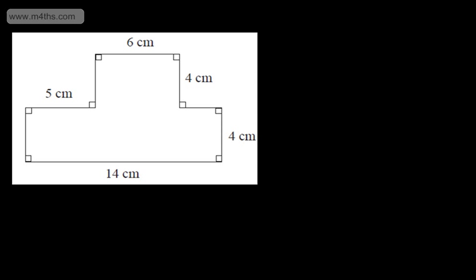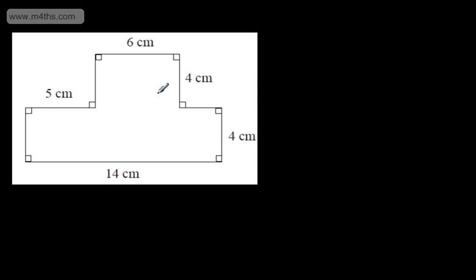In this video, we're going to look at finding the area and perimeter of compound shapes. This is an example of a compound shape. We can see that we've got two rectangles here. To find the area, we can just split this up, and there are lots of different ways to do it, and then add the areas.